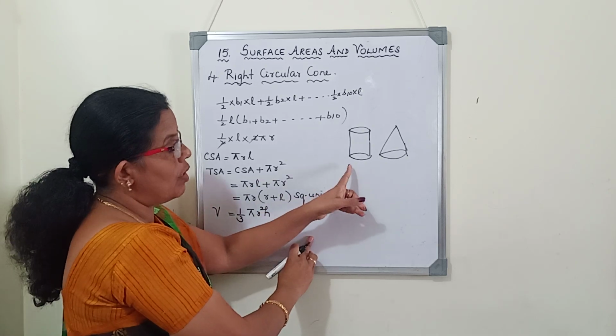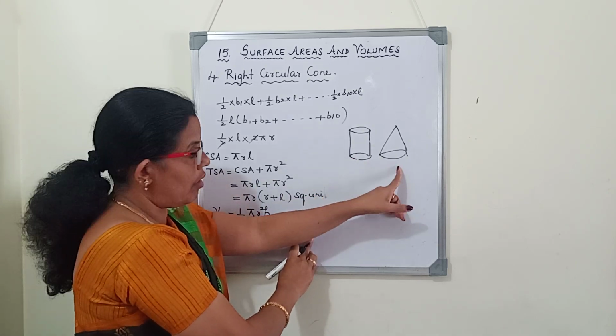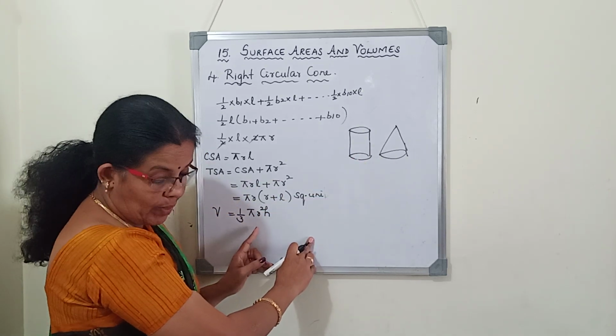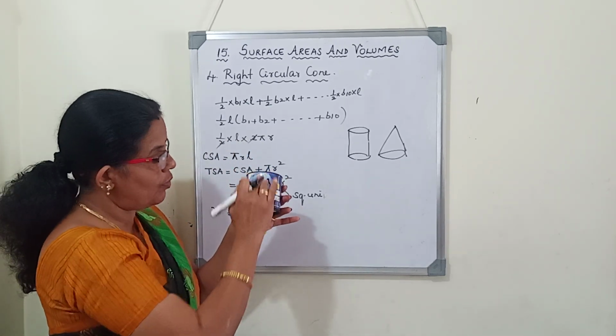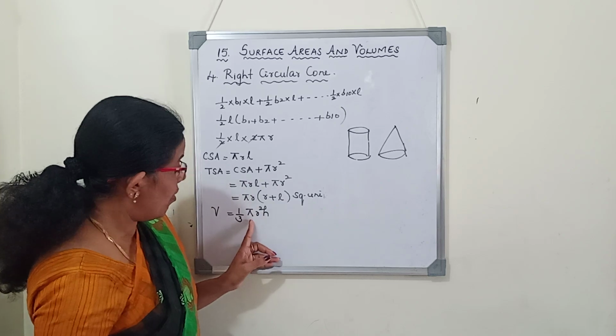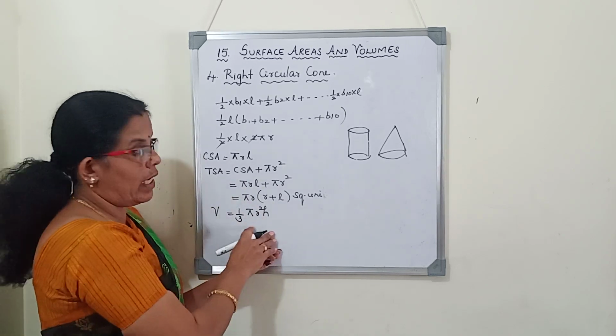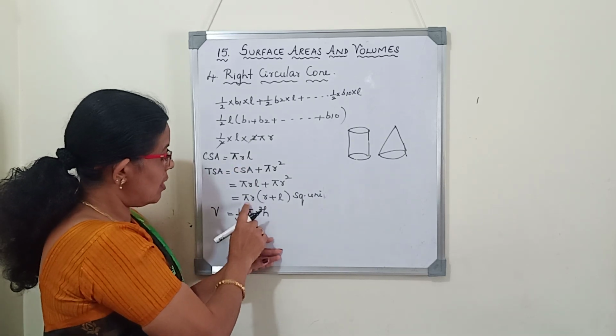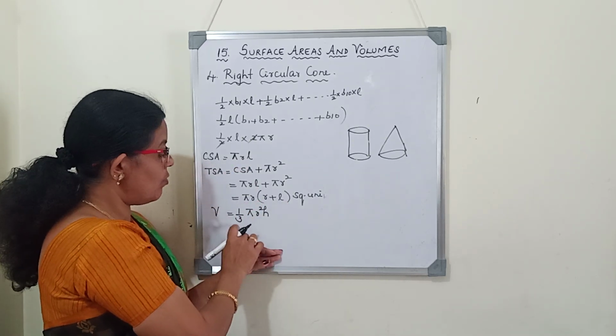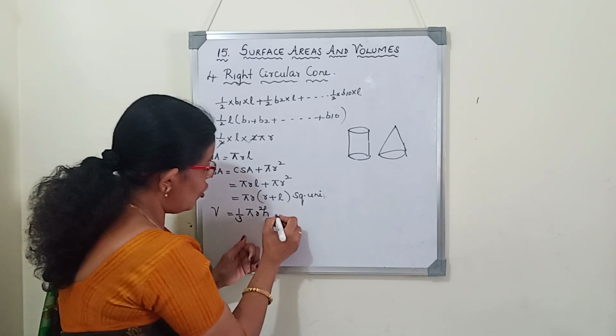So it is very easy to remember the volume of a cylinder and a cone. Cylinder will be pi r square h because the area of the base is a circle, pi r square, into height. So cone volume will be 1/3 pi r square h. So CSA is pi r l, TSA is pi r into (r plus l), and volume is 1/3 pi r square h cubic units.